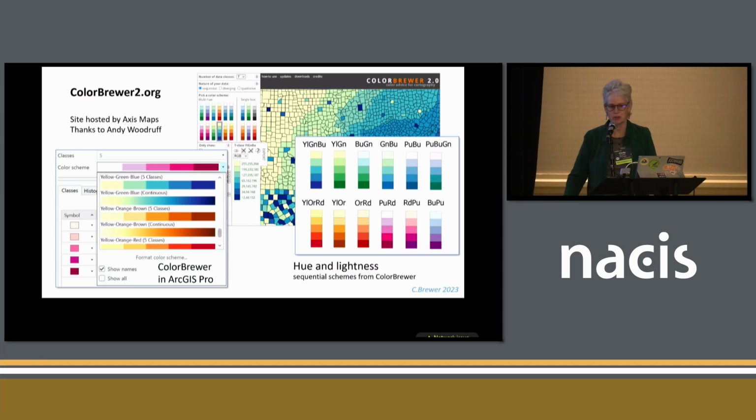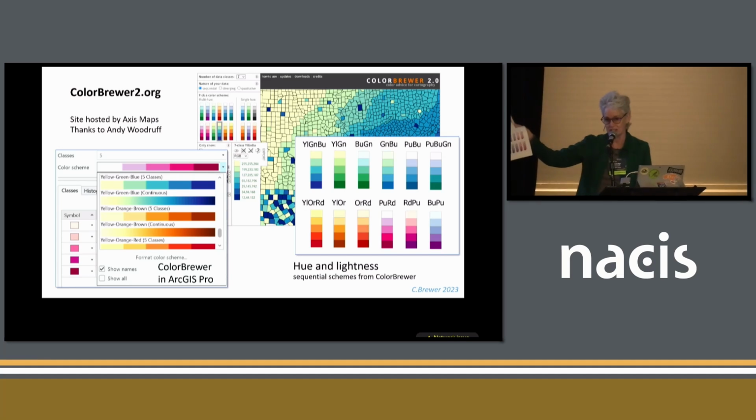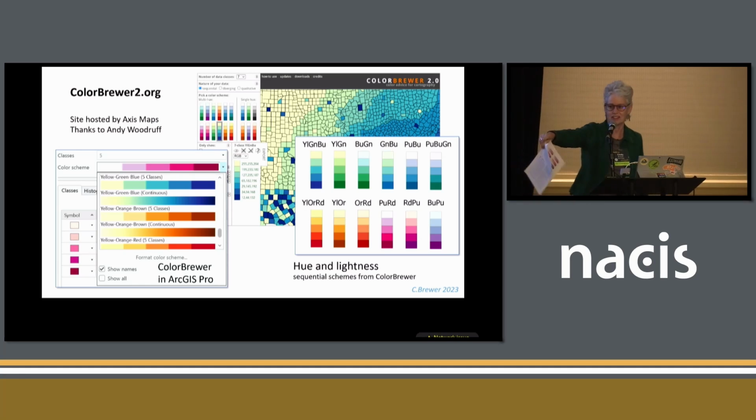I designed Color Brewer more than 20 years ago. I did bring a present for you. I found in my office a big box of reprints. Back in the old days, when you published an article, and this was published in 2003 on Color Brewer, you could buy reprints, and because it had the color in it, I did buy a big box of reprints. So there's a big stack there. Please take them if you're interested, because it's a physical version of what you see online.